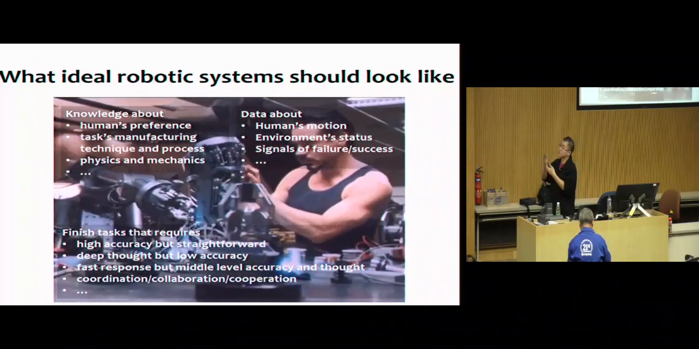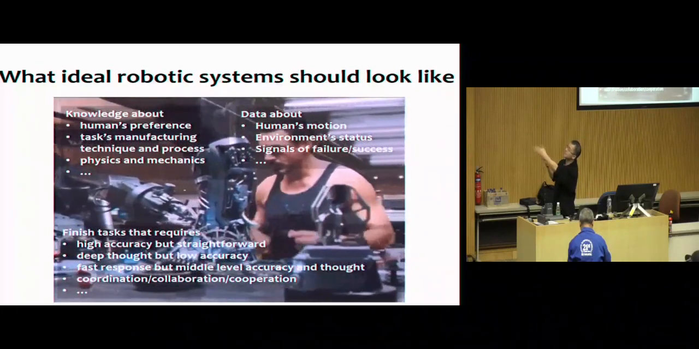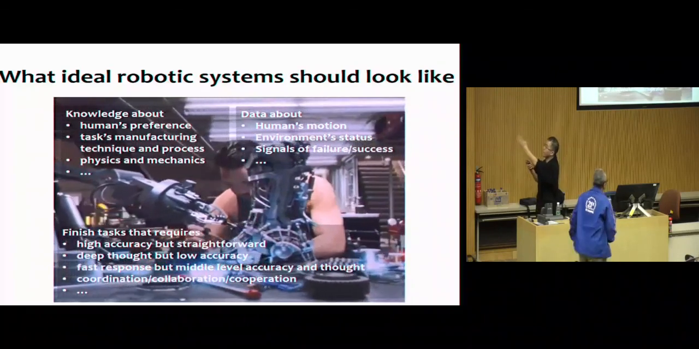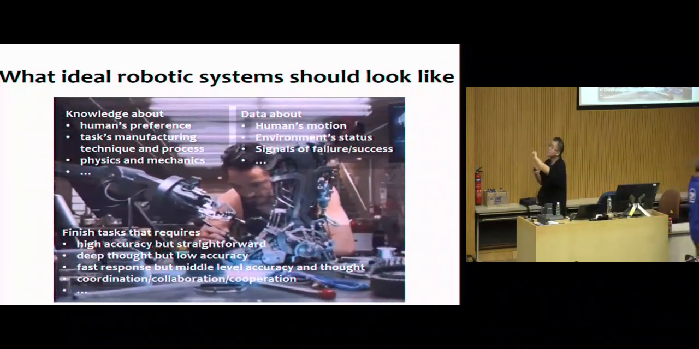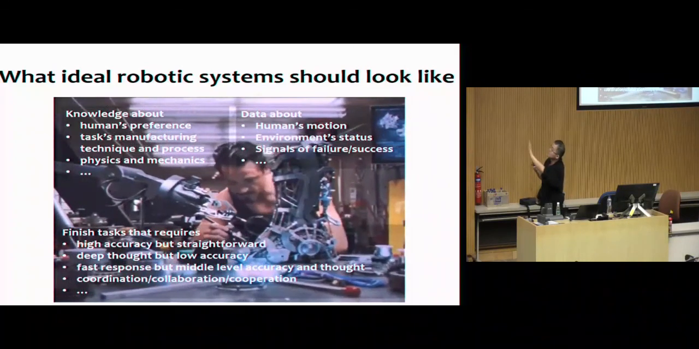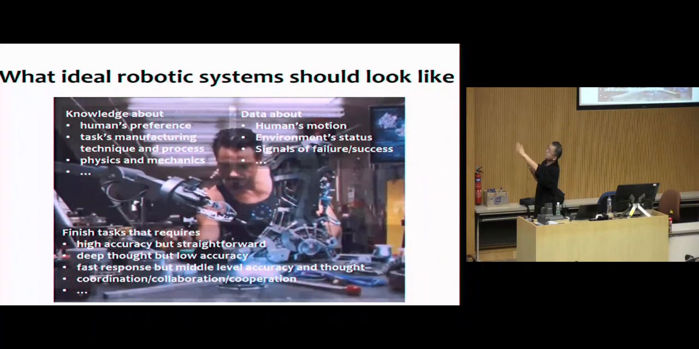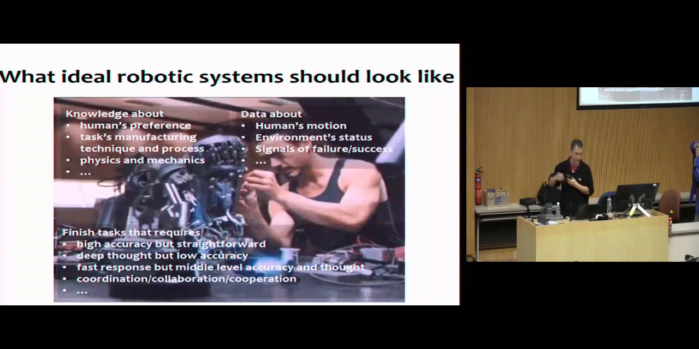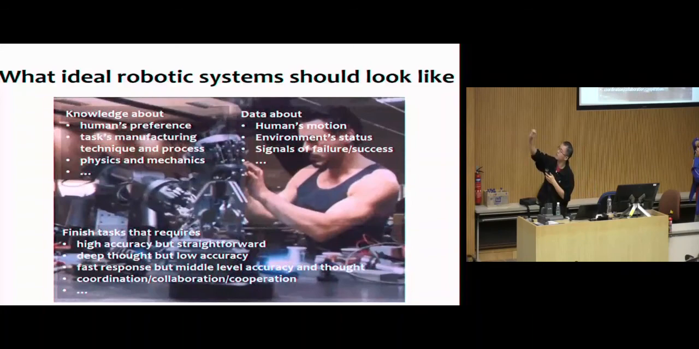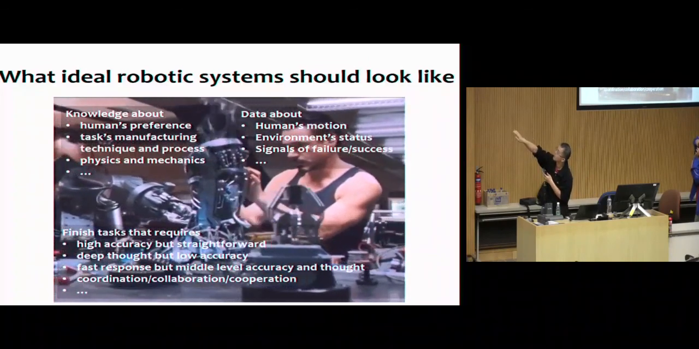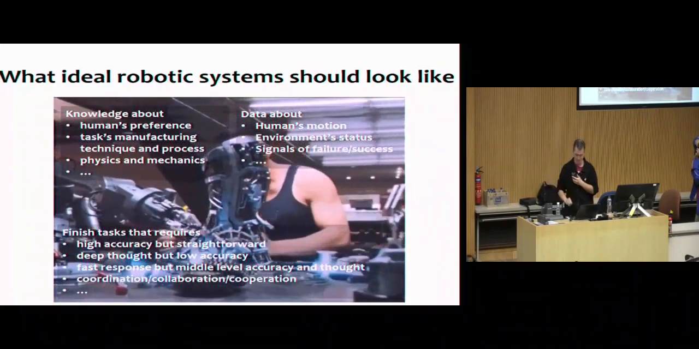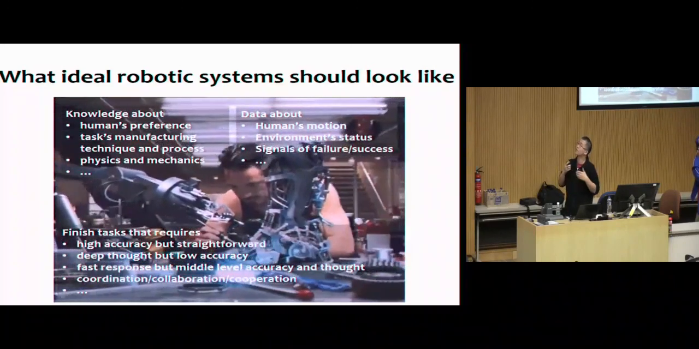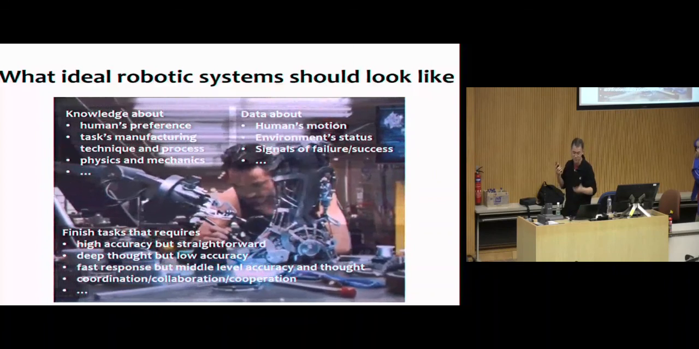So for example, different tasks. Here you can see that the robot needs to do many tasks. Some tasks need very high accuracy, for example, assembly. Some tasks need relatively low accuracy, but you need some deep thinking about what is going on. And for other tasks, you need a very fast response but only mid-level accuracy. So there are many different tasks. In order to implement such robot systems, we have different approaches.